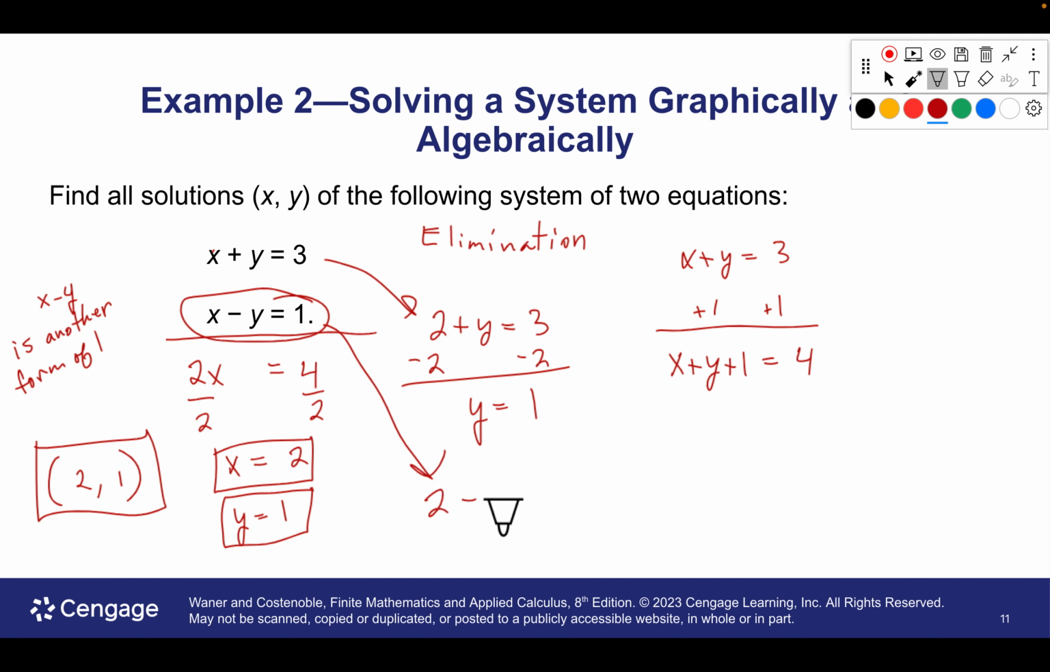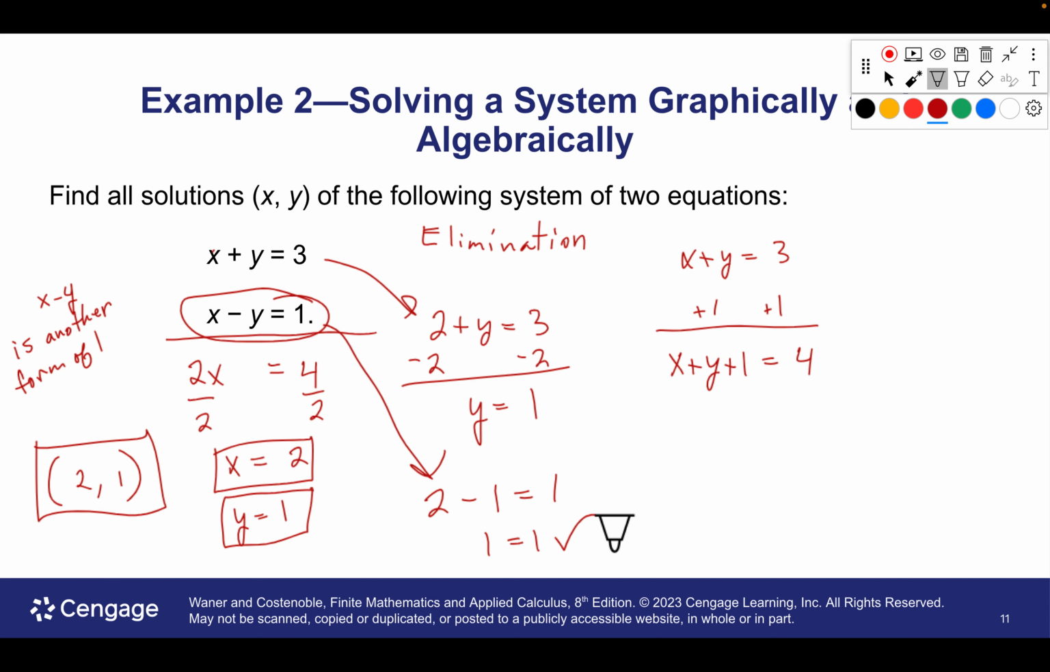Well, if x is 2 and y is 1, does that equal 1? 2 minus 1, 1 equals 1. Yeah, that checks. So it's good to do a double check on everything. But that's what we're doing. So we have two equations with two unknowns. We will typically be able to get a solution. Not always. We'll see. There's a couple cases where this doesn't work.